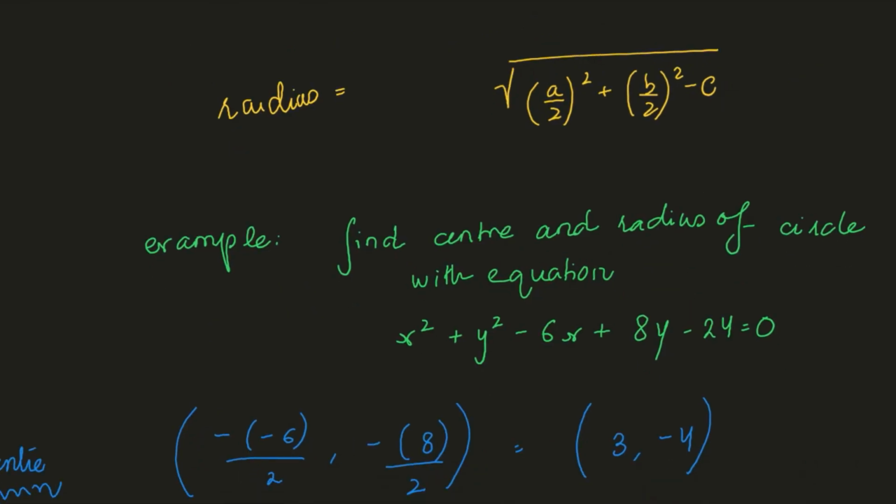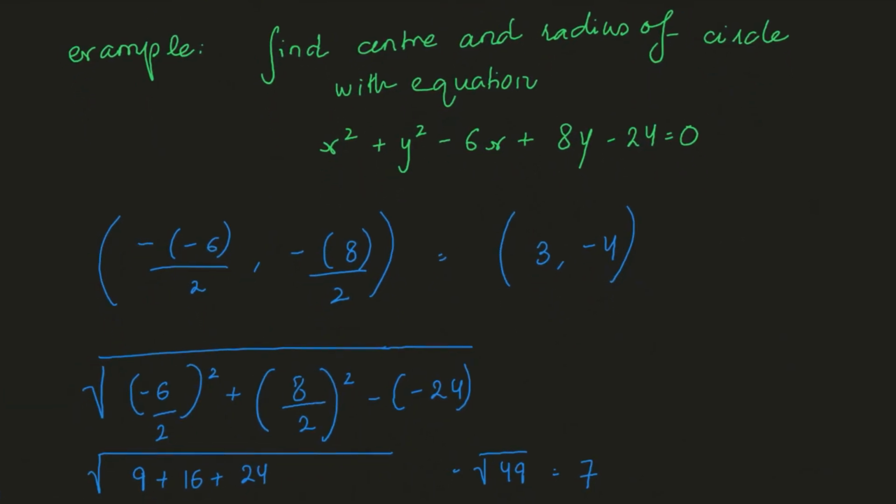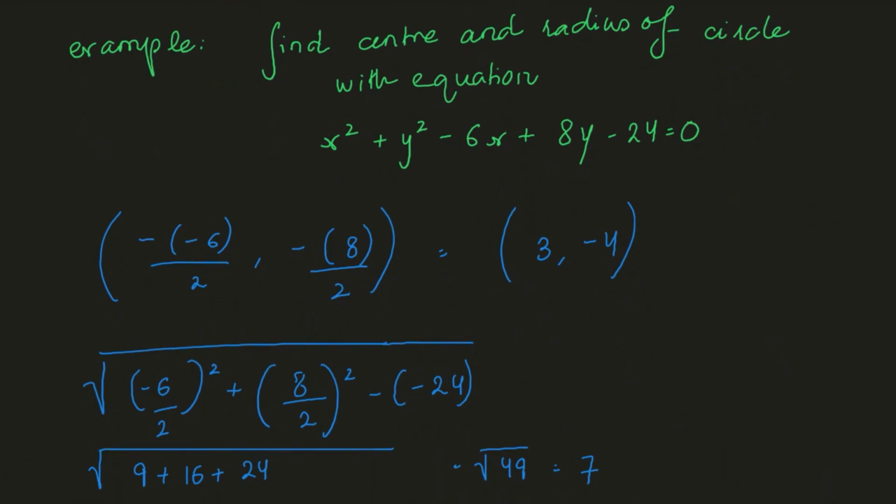Now let's talk about an example. Here we have: find the center and the radius of the circle with the equation x² + y² - 6x + 8y - 24. So we know that for the center of the circle, we have -a/2 and -b/2. So a here is -6. So minus of -6 upon 2, and then minus of b, which is 8, so -8 upon 2. And this gives you the center of the circle as (3, -4).